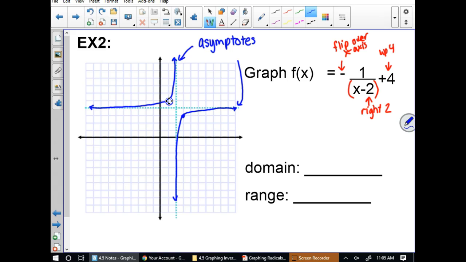And so the good thing about these is that flipping your graph really does not affect anything, because flipping your graph didn't move the asymptotes, and that's what gives us our domain and range here. So for example 2, our domain is x cannot equal 2. And then our range would be y cannot equal 4. Okay, questions?